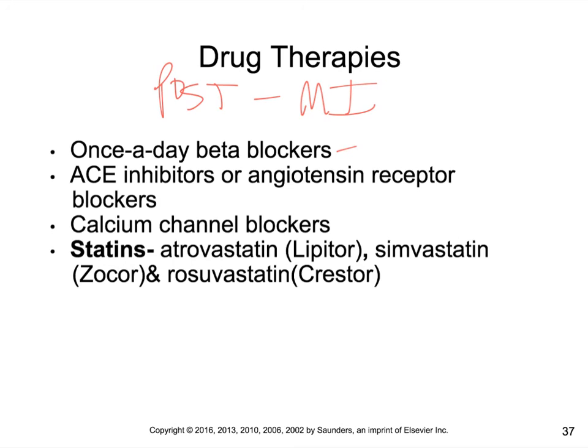ACE inhibitors, also known as angiotensin converting enzyme inhibitors. ARBs essentially do the same thing. They're angiotensin 2 receptor blockers. They both have essentially the same effects on the patient. They are often given post myocardial infarction because they have somewhat of a cardioprotective effect after a myocardial infarction. They keep the heart rate nice and normal, and they keep the blood pressure nice and normal. That's kind of their cardioprotective effects.